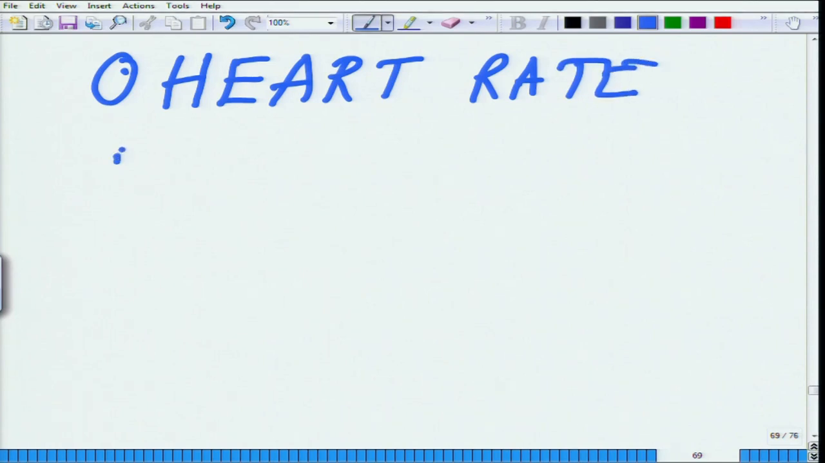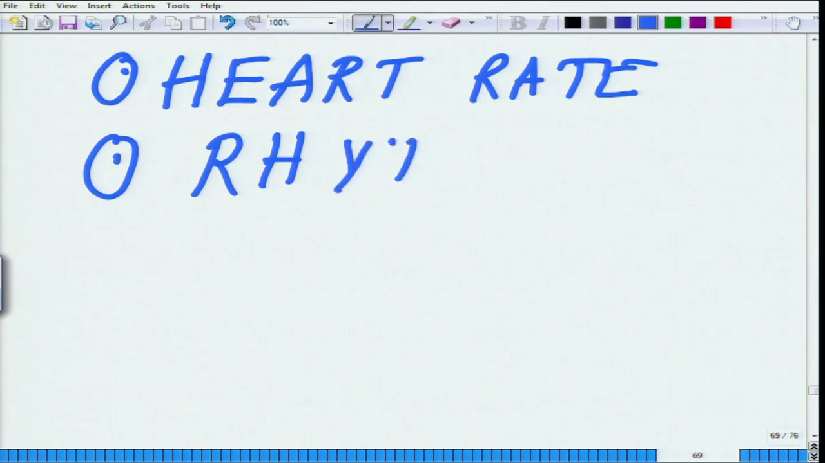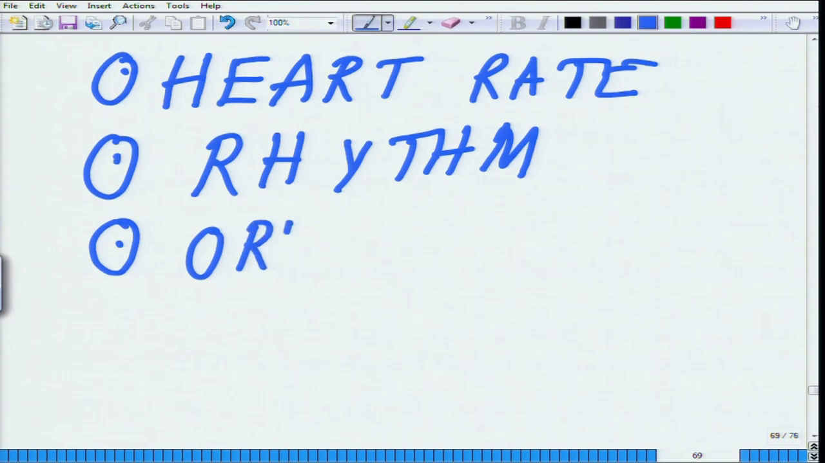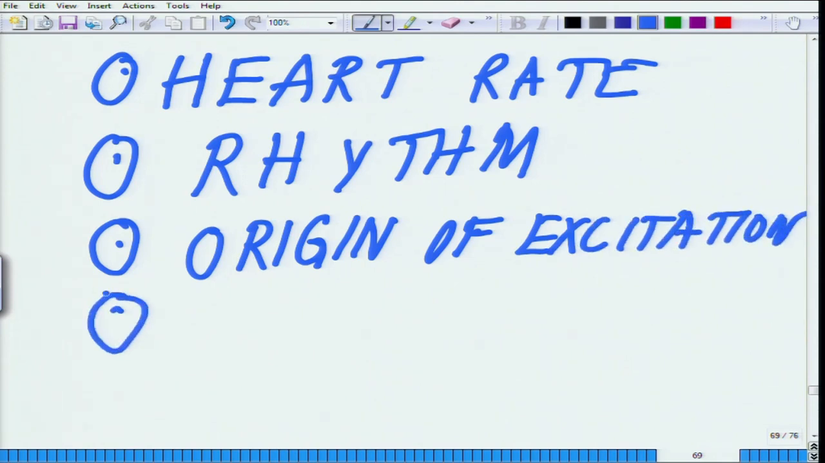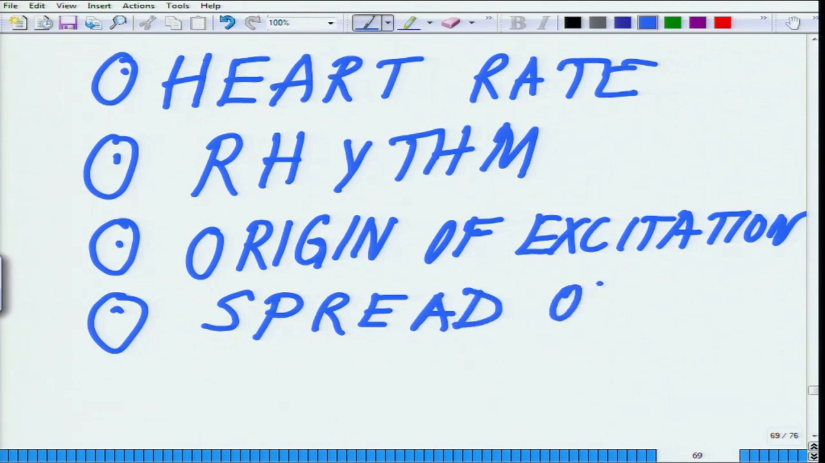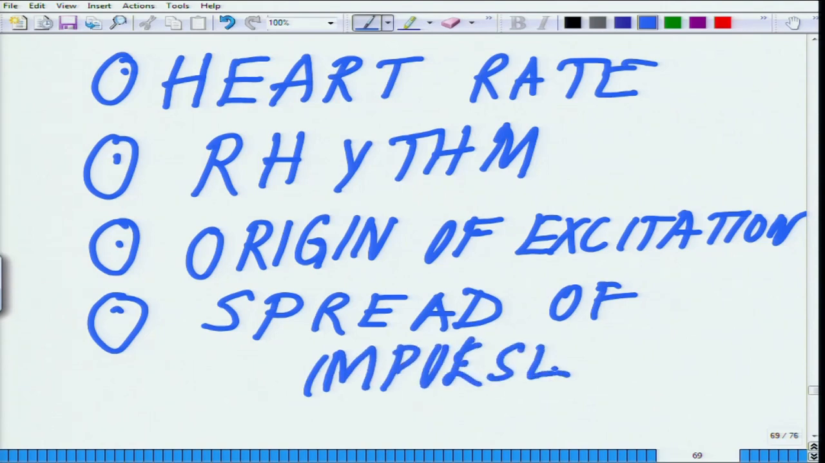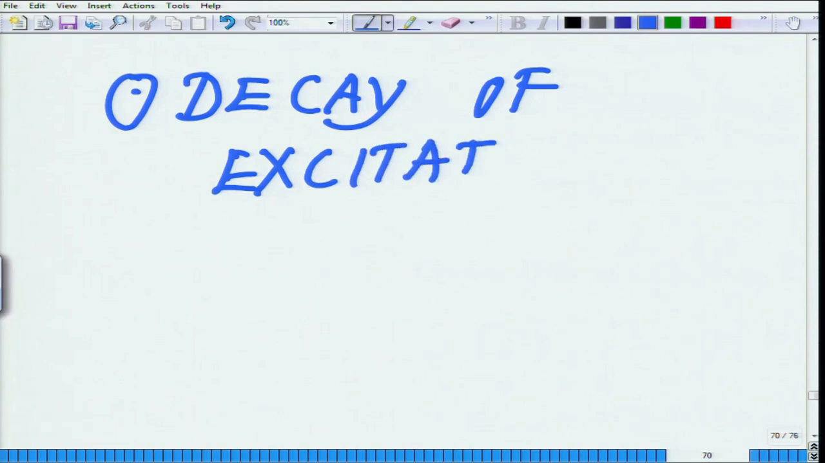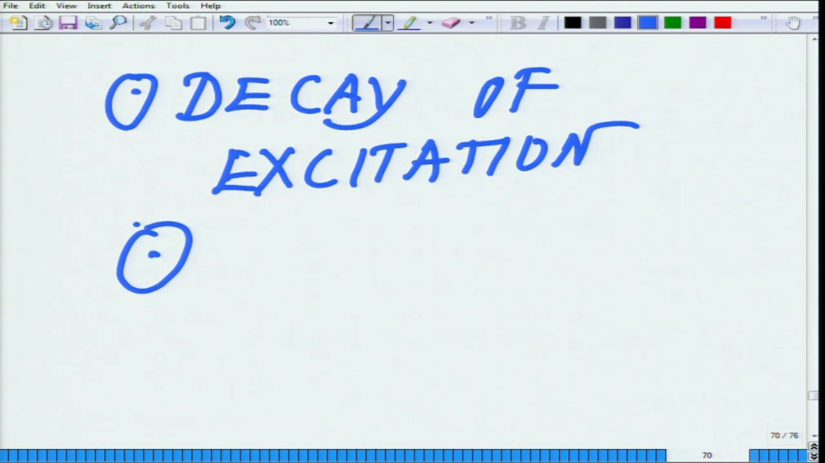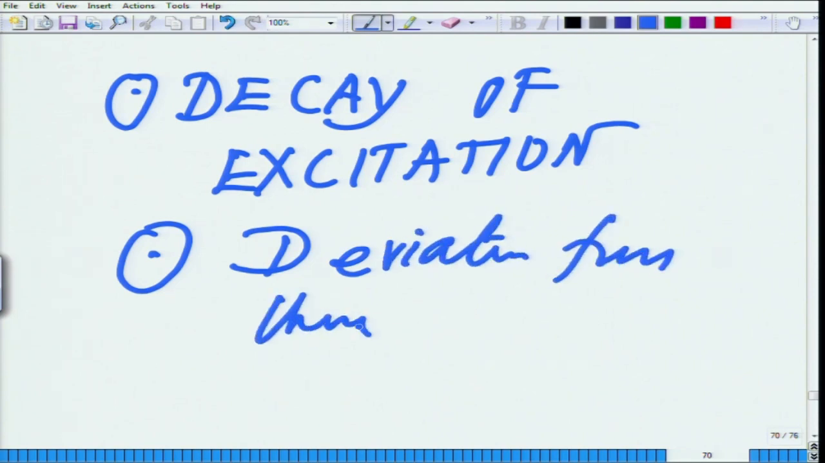Fourth, the rhythm of the heart. Fifth, it can tell you the origin of excitation, from where the excitation is originating. Sixth, it can tell you about the spread of impulse, how the impulse is spreading. Is there a blockage in the pathway or anything? It can be worked out from the EKG traces. Apart from it, it can tell you the decay of excitation, because it is an electrical impulse, so you can measure it. It can also tell you about the deviation from these different events.